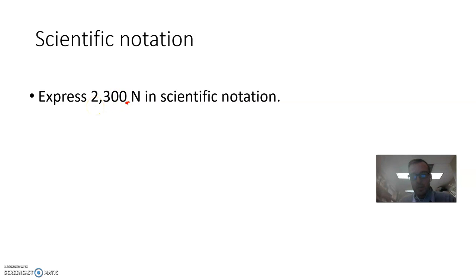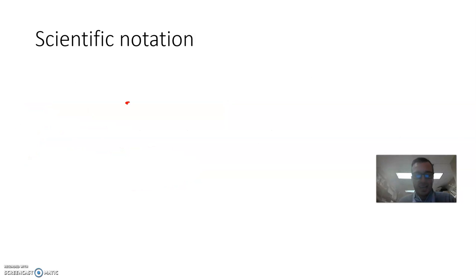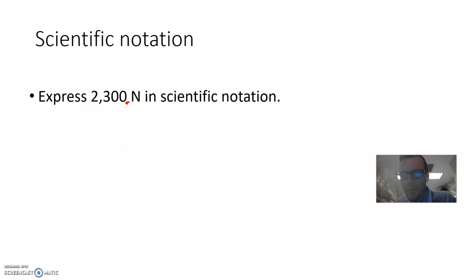But the thing about the format, if we go back here, it says that there has to be the number between 1 and 10 out front. Well, what does that mean, out front? How do you get a number between 1 and 10 out of 2,300? Well, what you want to do is take your decimal point and start moving it until there's only one non-zero integer to the left of the decimal. There it is, 2. And so what's our answer here?